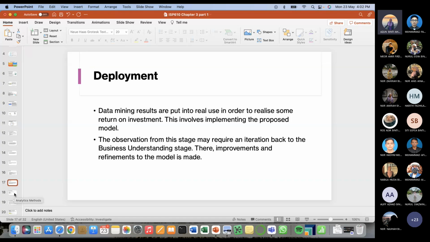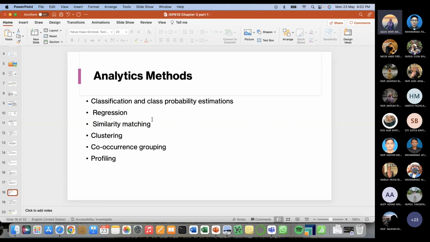So today I'm going to continue this analytics method. If you can see here, there are 6 analytics methods that I think are the common tasks that people always do now. When they have the data, they will do classification or regression, similarity matching, clustering, co-occurrence grouping, and also profiling. And some of these methods you have learned in data mining and also in machine learning.